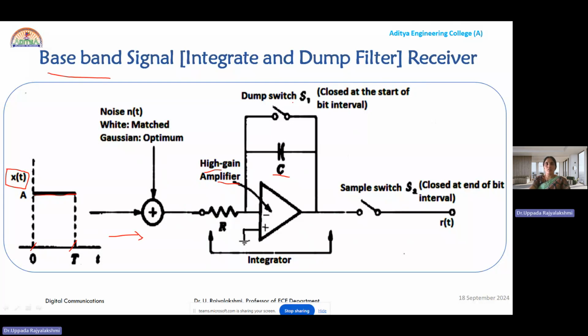It performs as an integrator when, exactly at t equal to 0, you close the switch S1 so that the earlier integrated value is set to 0. During the process of integration from 0 to T, both switches are kept open, and the integration is performed. After completion of the integration, that is at exactly time T, switch S2 is closed to dump the data to the receiver. That's why this baseband signal receiver is also called an integrate and dump filter receiver.